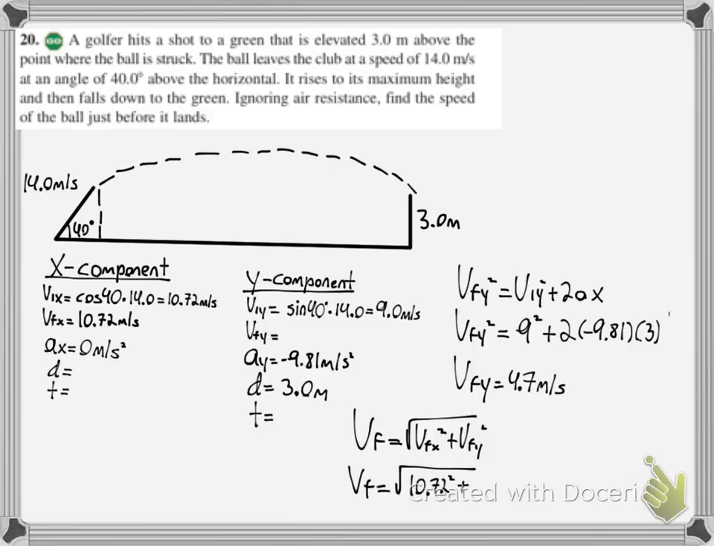So once we plug in our values, we get that the final velocity of the ball is 11.71 meters per second.